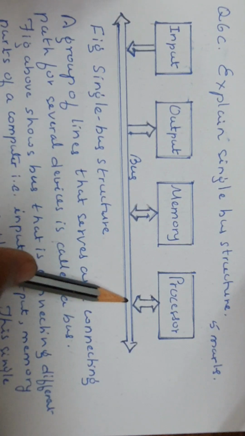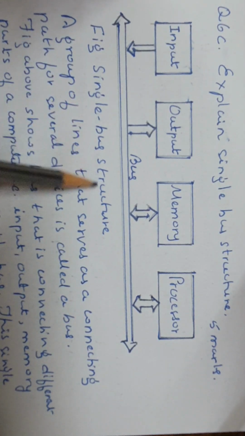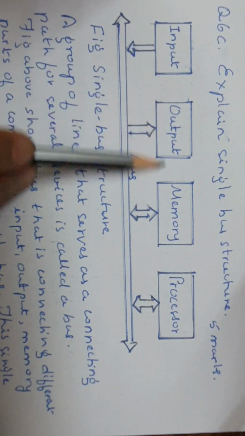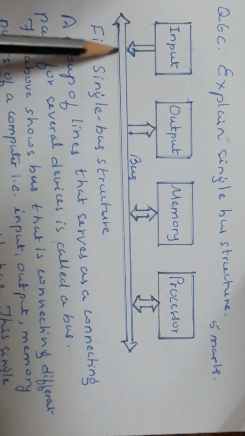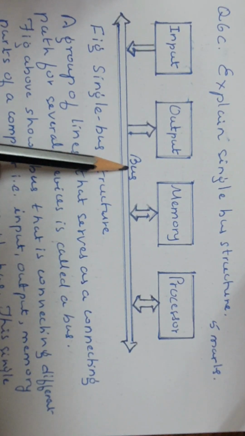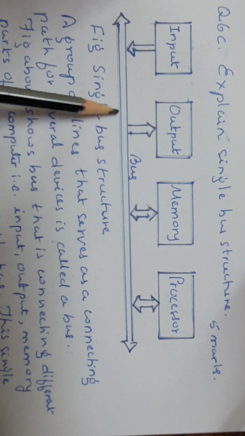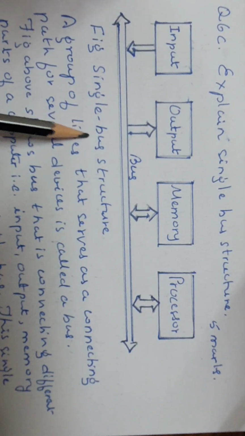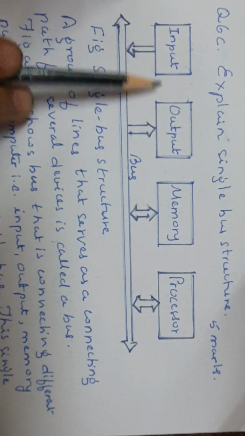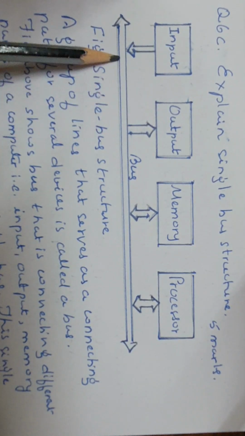So this diagram is to be drawn. That is figure, the title being single bus structure. What this diagram shows? The different parts of a computer which are connected through connecting lines, that is called as bus. So because a single set of bus is there, that is called as single bus structure. At any time, any two devices can do communication over the bus.